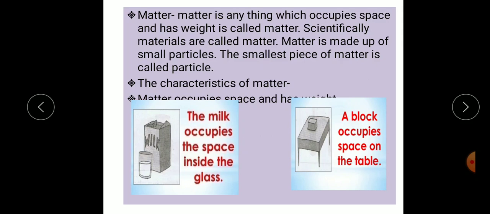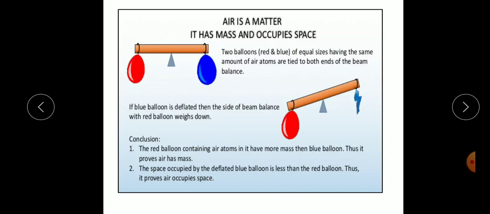You may not see air, but its presence can be felt. So it is also called matter. Air is also called matter. It has mass and it also occupies space. How can you demonstrate that air also occupies space?